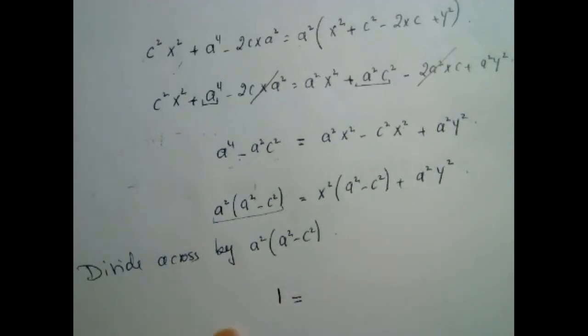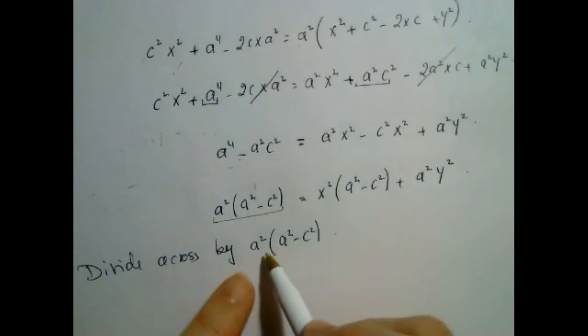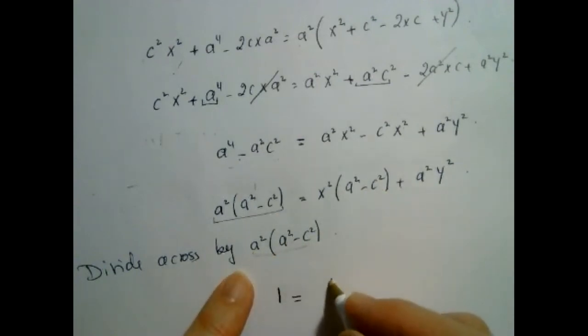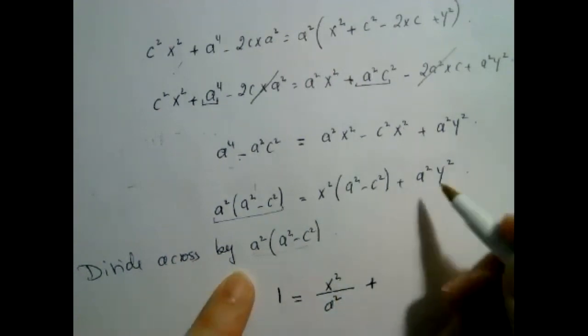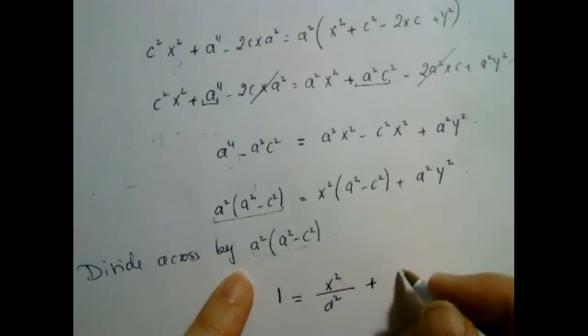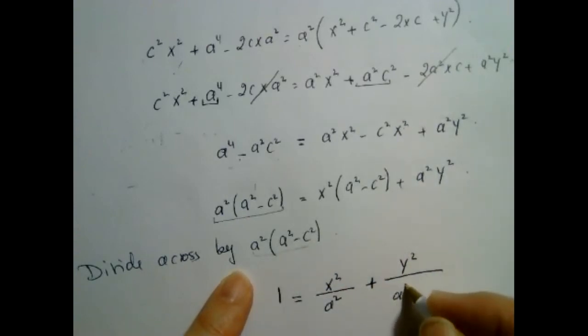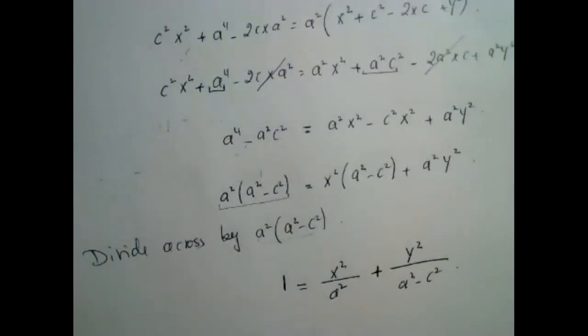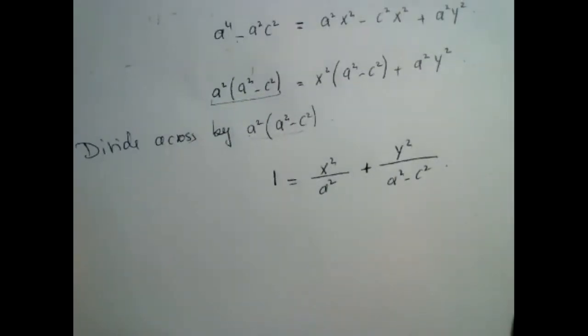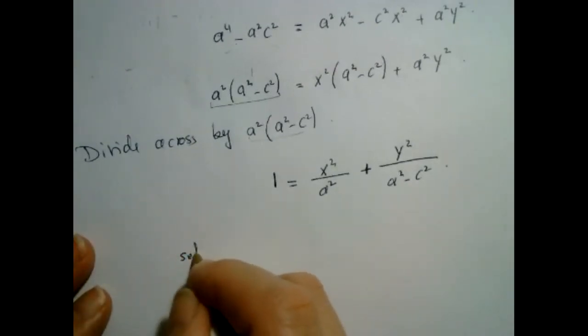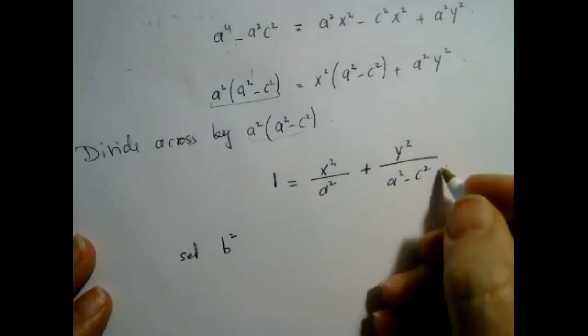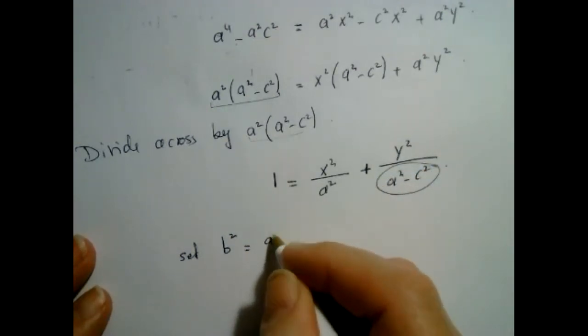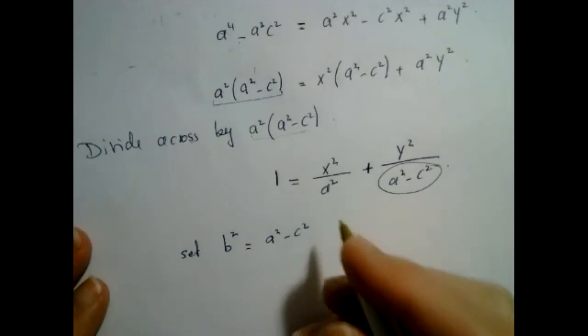It's going to give me a 1 right there. This, if I divide by this expression, I will have x squared over a squared plus... If I divide this by this expression, I will be left with y squared over a squared minus c squared. So you can see this fairly complicated equation turned out to be much simpler, but it required a little bit of math. So finally, we're going to set b squared to be a squared minus c squared, and then we get the following.